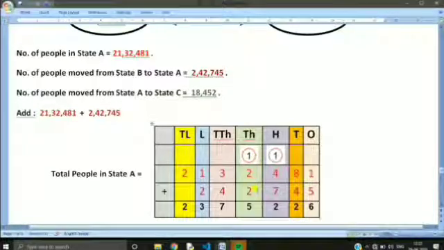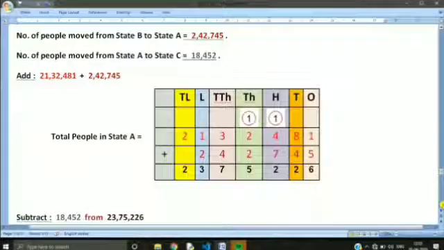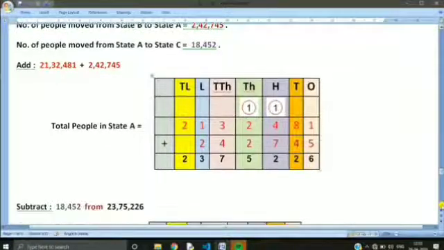2 plus 2 when added becomes 4. 1 remainder when added becomes 5. So write 5 here. Moving to the 10,000 column, add 3 and 4. 3 plus 4 will be 7. So write 7. Next lakh column, 1 plus 2 when added becomes 3. Next 10 lakh column, 2 is alone, so copy it as it is. So this way we have the total number of people in state A as 23 lakh 75,226. Now this many people are present in state A.